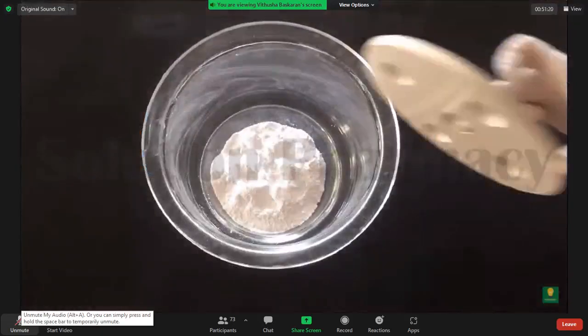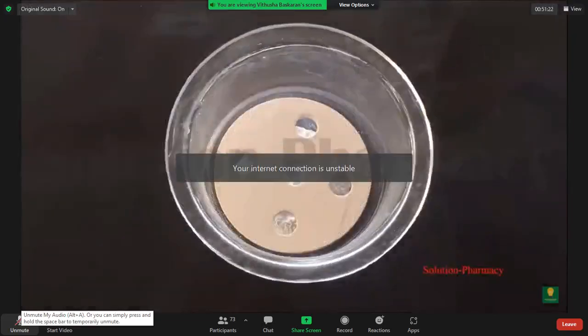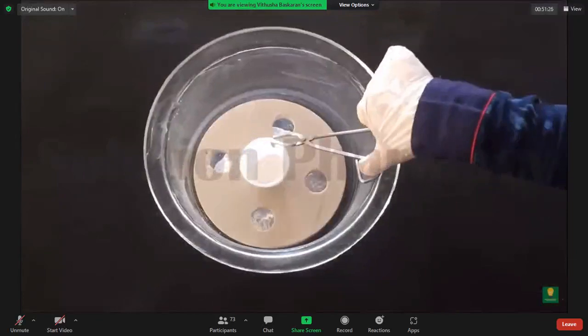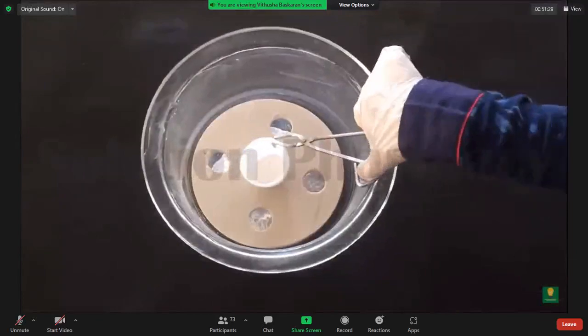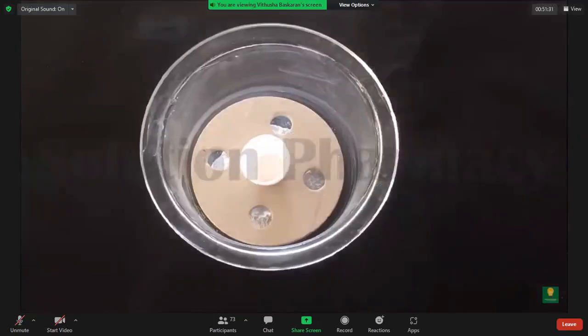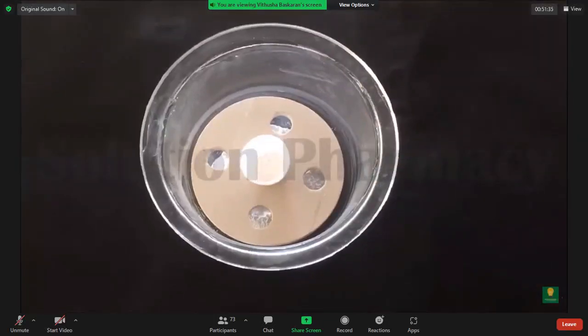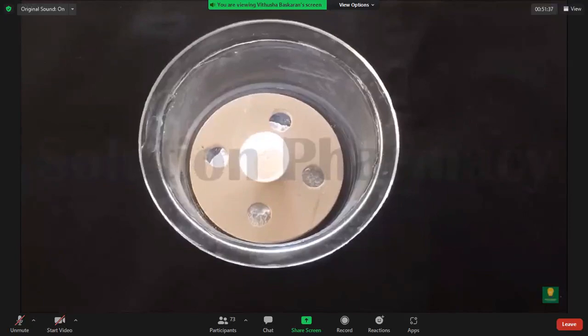Now replace the perforated disc inside the desiccator. Now insert the hot crucible containing powdered dry drug and put it over the perforated disc of the desiccator with the help of tongs. Here we have inserted the hot crucible containing dried material into the desiccator to cool it, so that it will not reabsorb moisture during cooling.